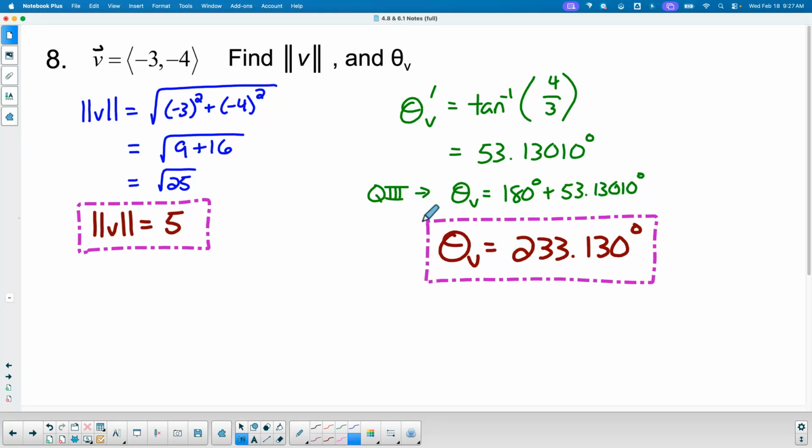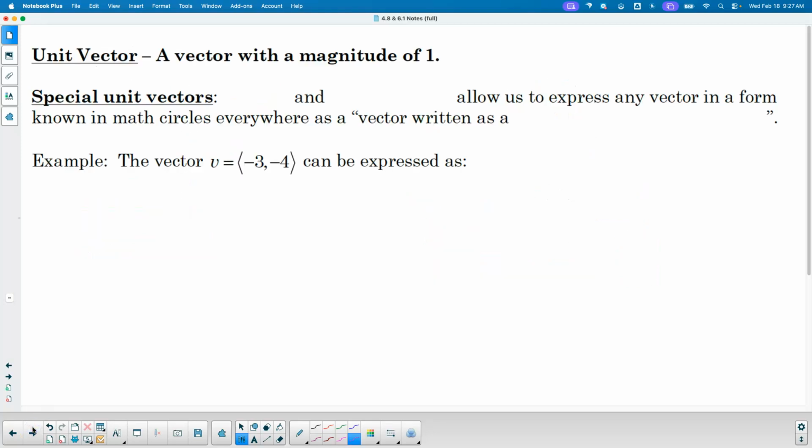Okay. First semester, we talked about the unit circle, and we've used the unit circle many, many times since then. What makes the unit circle the unit circle? The radius is 1, so it's a circle with radius 1. We are now going to talk about some special unit vectors. So if the unit circle is a circle with radius 1, what is a unit vector?